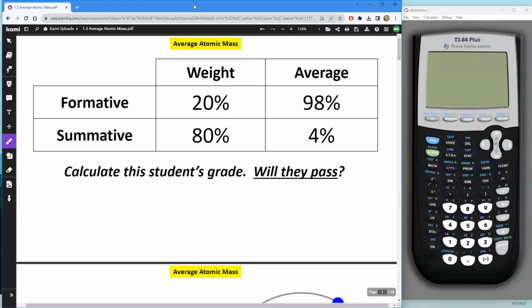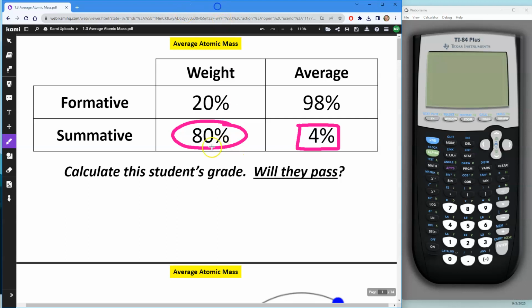Are they going to pass? Well, your answer should be no. They're definitely not going to pass. The reason they're not going to pass, as I'm sure you can imagine, is that the summative grade is worth 80%, and they have a 4% in that category. Formative, yeah, they got a 98%, but that's only worth 20% of their grade. So because they did so poorly in the summative category, they're definitely not going to pass.